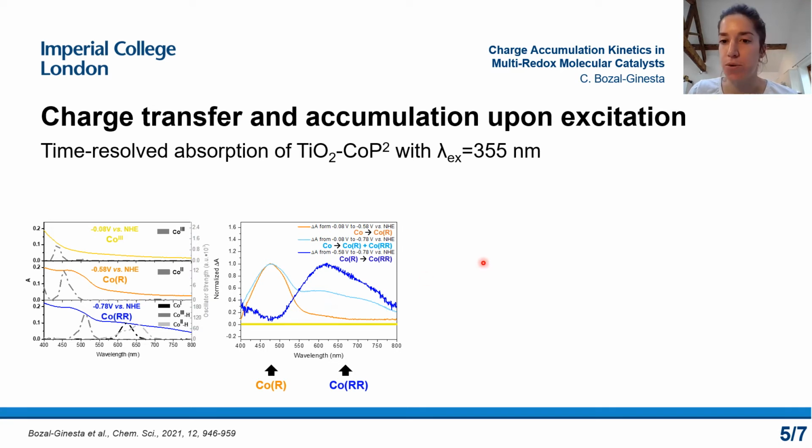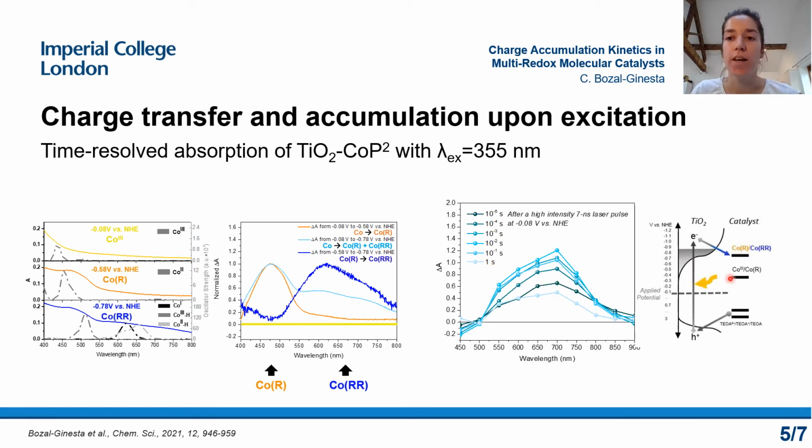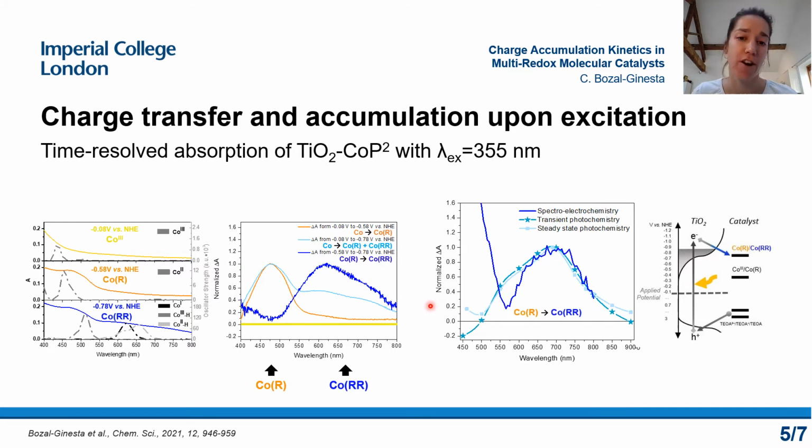So what happens when we excite TiO2 in the presence of triethanolamine, the sacrificial donor, an intraband gap bias, and the catalyst at the surface of TiO2? What happens is that we see this signal between 600 and 700 nanometers rise. It peaks at around 10 milliseconds and then it decays within 1 second. This signal is very similar to this dark blue spectroelectrochemical signal, and they overlap very nicely.